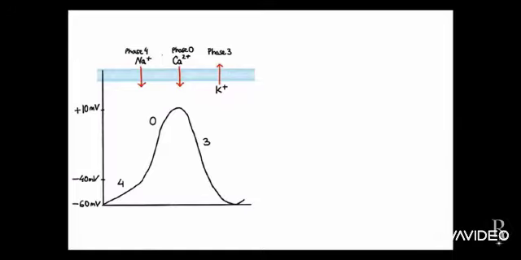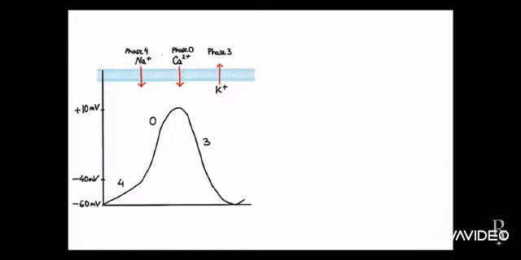Now we take a look at the action potential of cardiac muscle cells. Unlike the pacemaker cells, the cardiac muscle cells have a resting membrane potential of about minus 90 millivolts, due to the constant outward leak of potassium through the inward rectifier channel. This resting phase is referred to as phase 4.